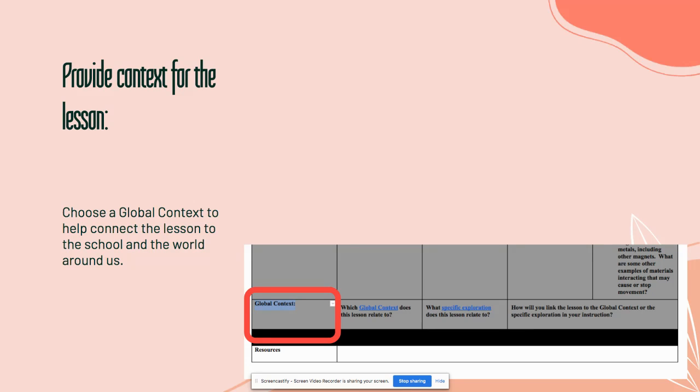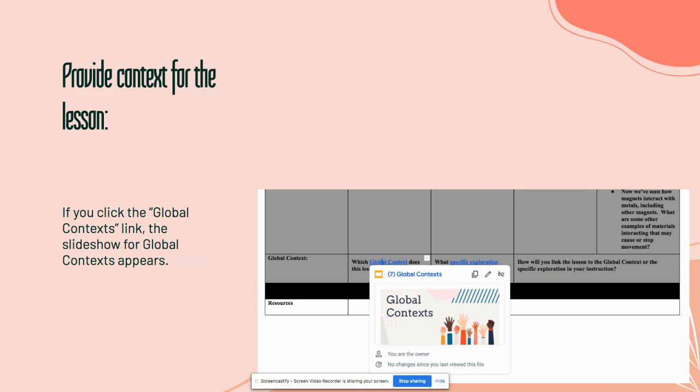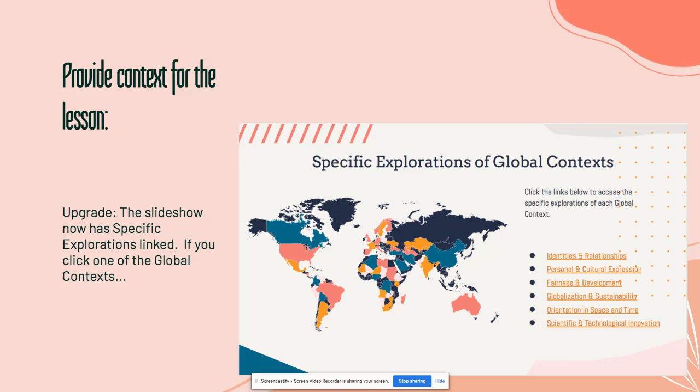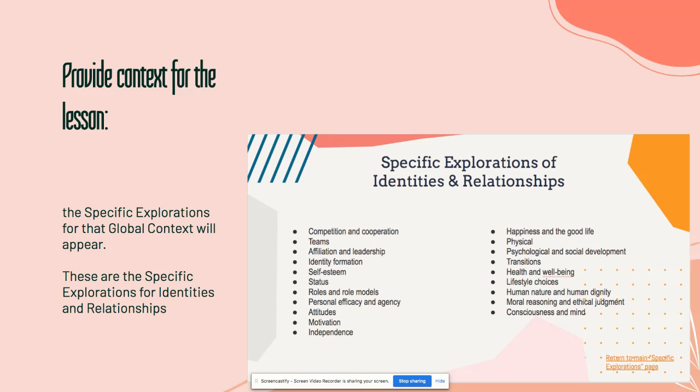Finally, we're going to provide context for the lesson. Choose a global context to help connect the lesson to the school and to the world around us. If you click the global context link, the slideshow for global context appears. There's a theme here, guys. There's an upgrade to this slideshow as well. The slideshow now has specific explorations linked to the global context. If you click one of the global contexts, the specific explorations for that global context will appear.